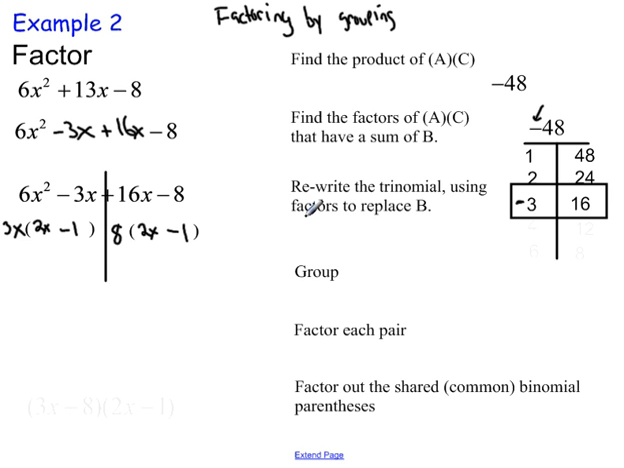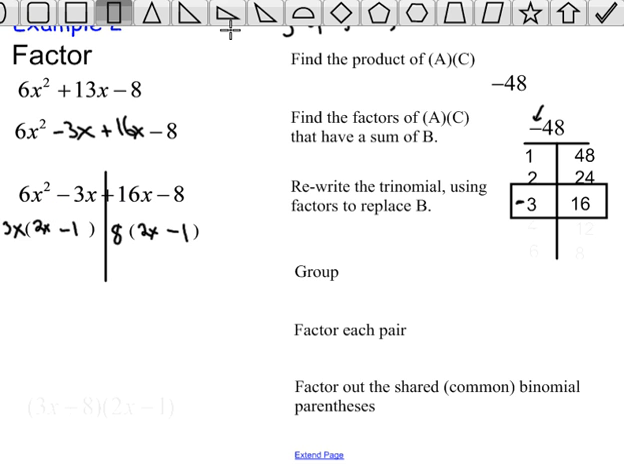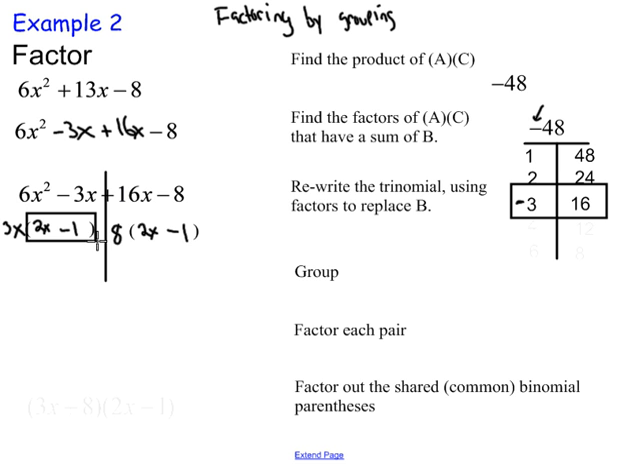The idea is that you want to have a shared binomial. You want to make sure that what's inside the parentheses here and here is the same. So you want to make sure of that. Okay, let me just erase that. And it is the same. If it's not the same because maybe a sign is different, you have to manipulate it so that they are the same. Okay, so we factored each pair. Now, factor out the shared binomial, parentheses.